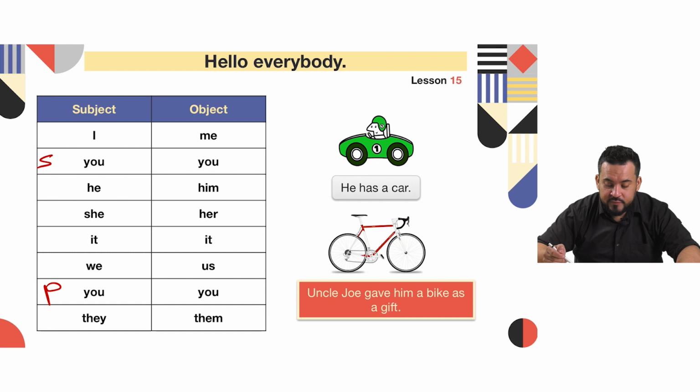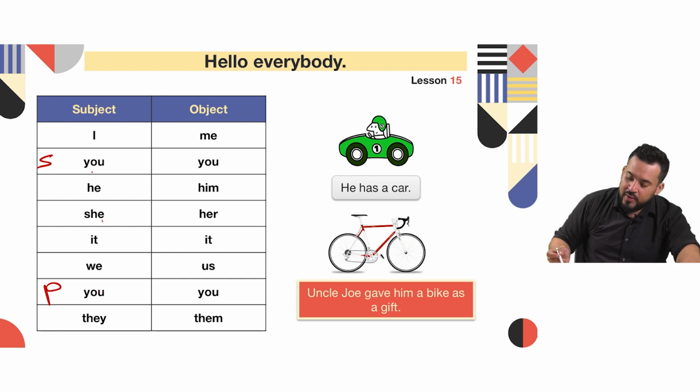In the object pronouns, I will become me. You will stay you. He will become him. She will become her. It will stay it. We will become us. You will stay you. They will become them. So, how do we use them in sentences?